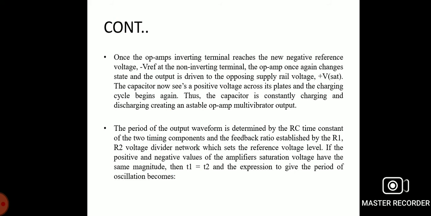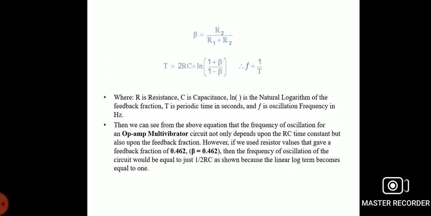Now what is the expression? Here beta is equal to R2 divided by R1 plus R2, and the time period is equal to 2RC times the natural logarithm of (1 plus beta) divided by (1 minus beta). The frequency is 1 divided by the time period, where R is the resistance, C is the capacitance, the logarithm is of the feedback fraction, T is the periodic time in seconds, and F is the oscillation frequency in hertz.